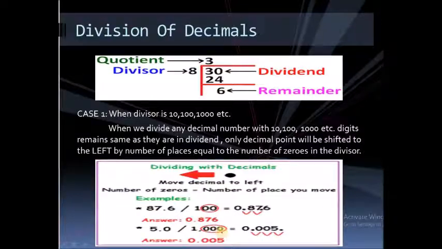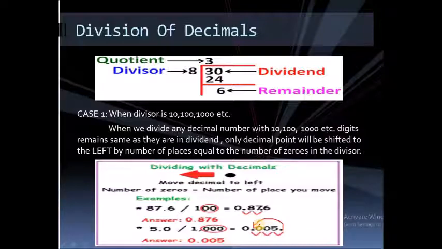Here my number of zeros is 3. So I will shift my decimal point 3 times to the left because we are dividing in this case. My decimal is here. If I shift this to the left 3 times, it will go here, then here, and then here. So my answer will be 0.005. From here, my decimal will be shifted here. I hope it is clear to you.